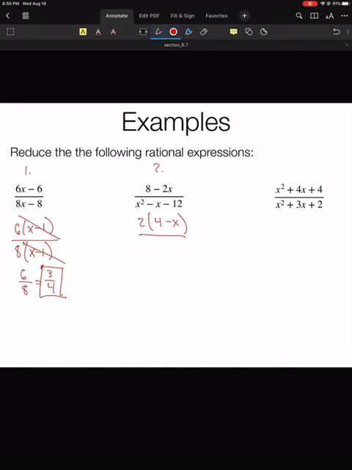So when you can split this up into two terms involving x as the first part of it. Okay, so that's what I'm looking for.